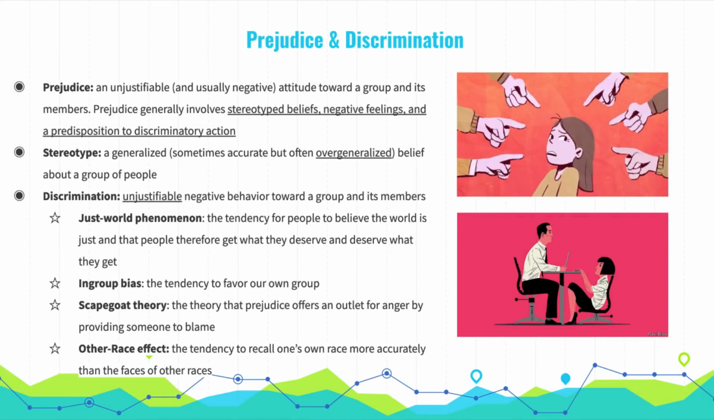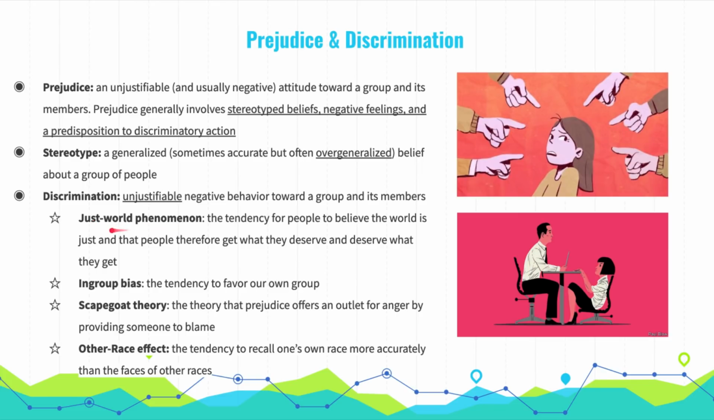This is a good segue to prejudice and discrimination, and these are the key terms you'll have to know. Prejudice is an unjustifiable and usually negative attitude toward a group and its members. Prejudice generally involves stereotyped beliefs, negative feelings, and a predisposition to discriminatory action. A stereotype is a generalized, sometimes accurate, but often overgeneralized belief about a group of people, and discrimination is an unjustifiable, negative behavior toward a group and its members.